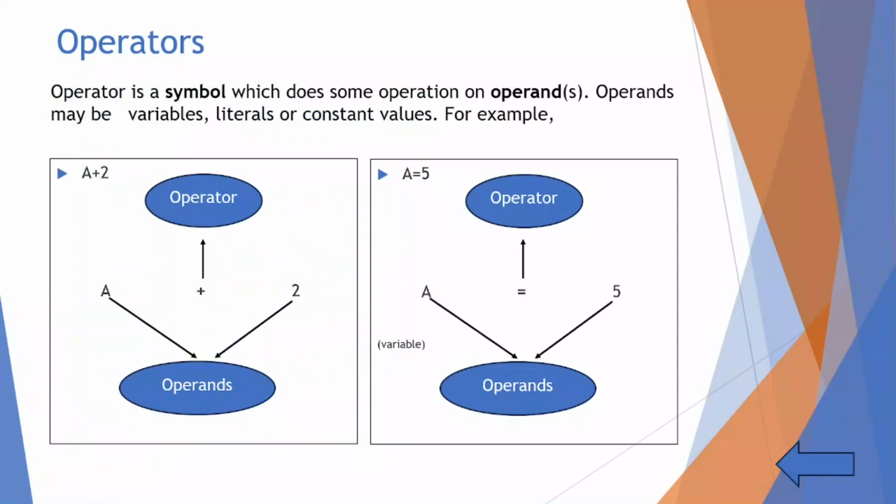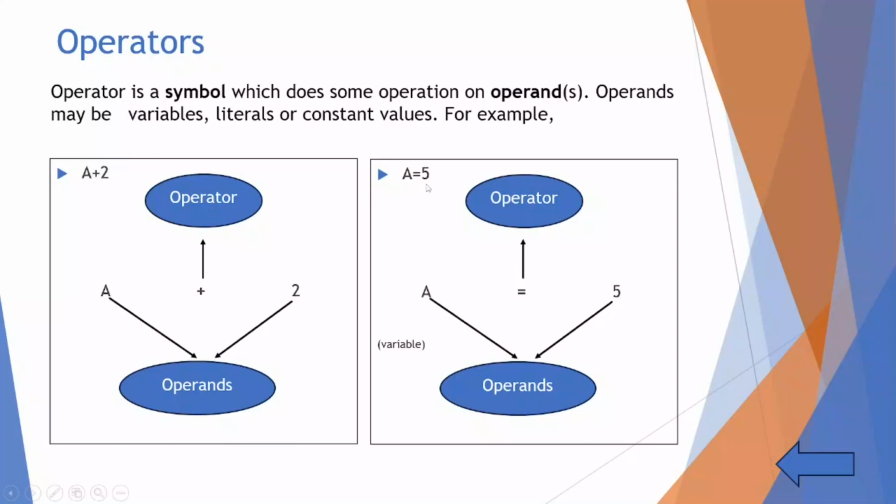Operator is a symbol. What is it? It is a symbol which does some operation on operands. We need to understand operator and operand. For example, there is one expression: a plus 2. Plus is an operator and also a symbol. A and 2 are operands used by this plus operator.